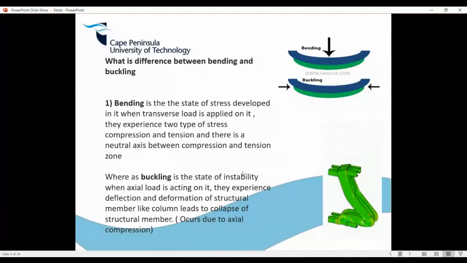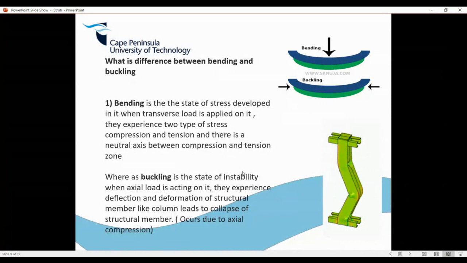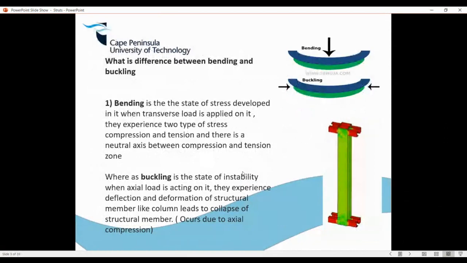Again, this is just more examples between the two. I'm just recapping, and it's probably important. Bending is a state of stress developed when a transverse load is applied. Buckling is a state of instability. I want to say that again: buckling is a state of instability. It is not the same as a state of stress. It's a state of instability. The deflection and deformation of a structural member like a column leads to collapse of the member. Of course, it will collapse given that the load slowly increases.